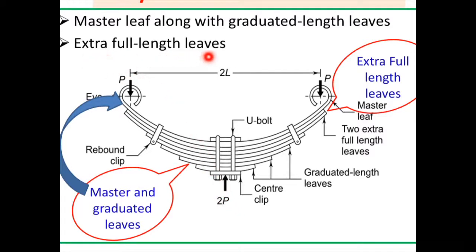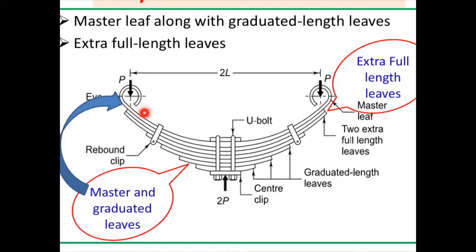Then here you will find how to carry out its analysis. While carrying out the analysis, this is the master leaf, the first one. Then after that you will find two leaves shown here. They are two extra full length leaves having the same length, and after that you will find graduated leaves, that means decreased length leaves. These are the graduated length leaves, and this is the center clip, U-bolts.